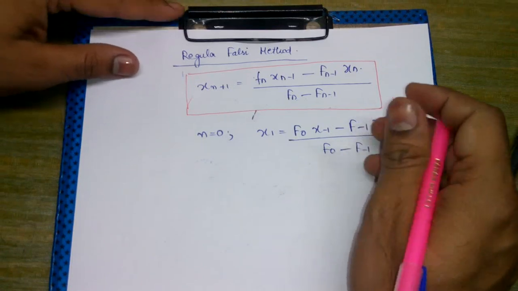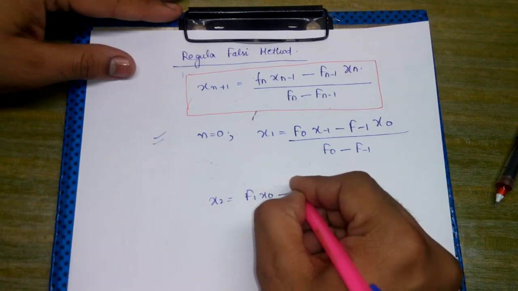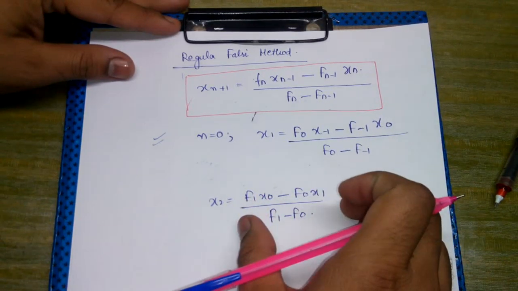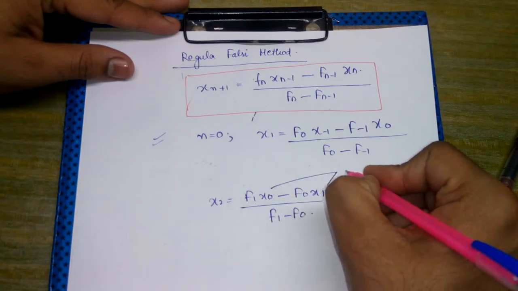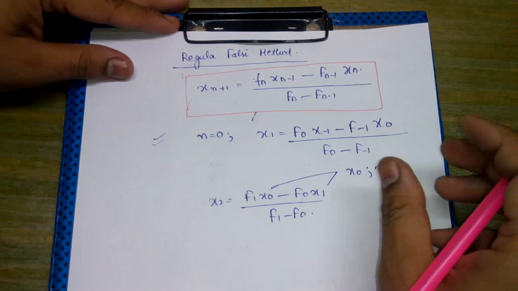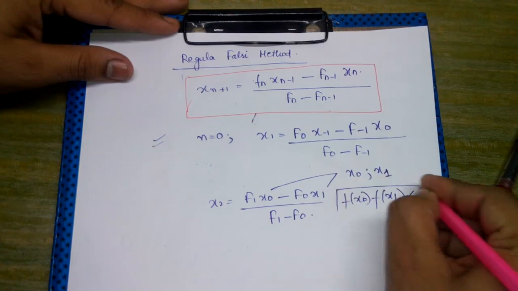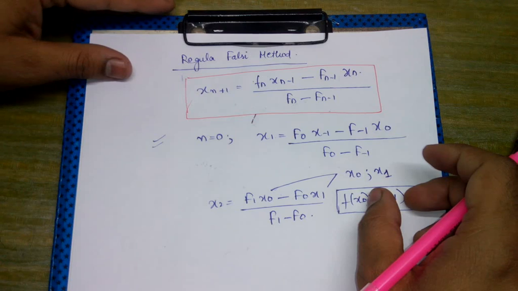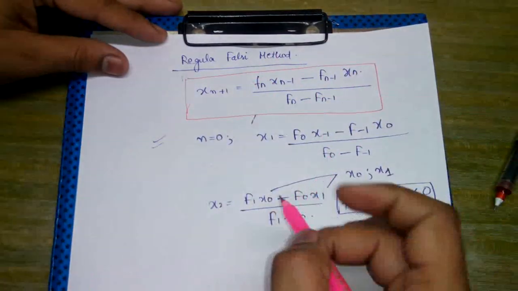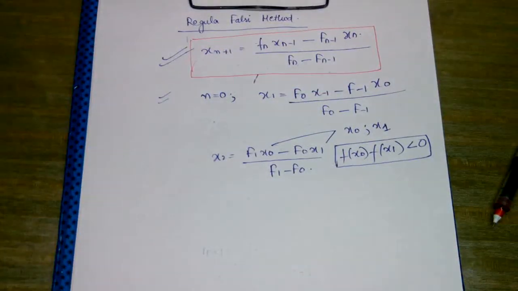So by putting the value of n, these roots can be simply evaluated, and x2 can be written as f1 x0 minus f0 x1 upon f1 minus f0. This method also involves two initial guesses, x0 and x1, as we have just done in the bisection method, such that f(x0) into f(x1) should be less than 0, meaning the signs should be different. The iteration formula for the regula falsi method is quite different from that of the bisection, but the process is almost the same. So this is the iteration formula that we will be using here.